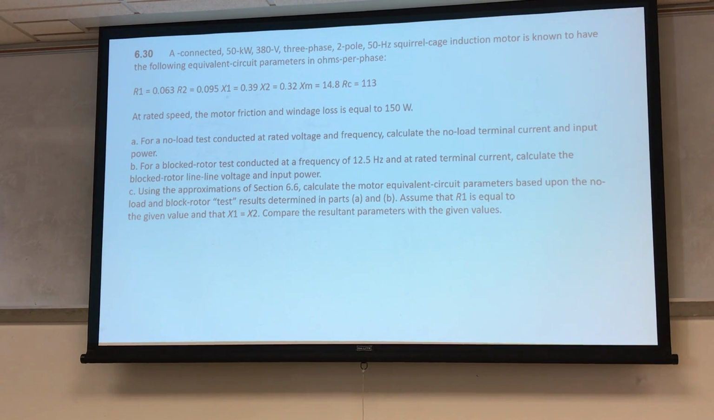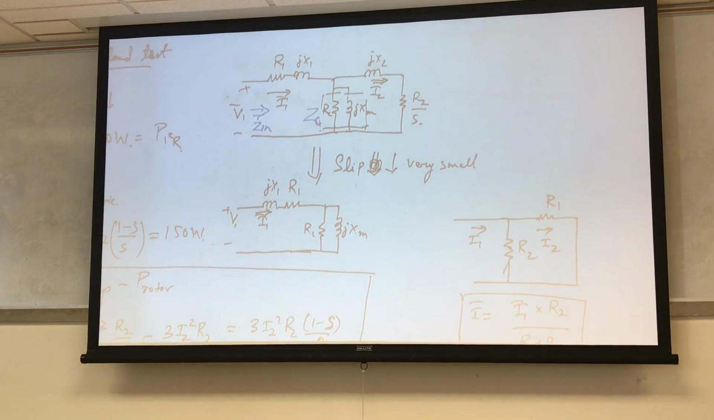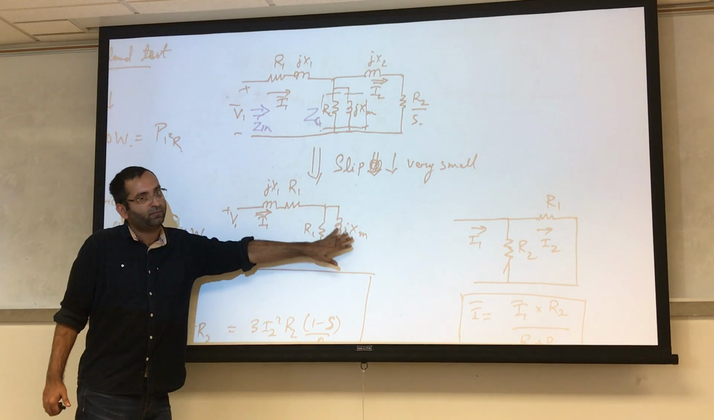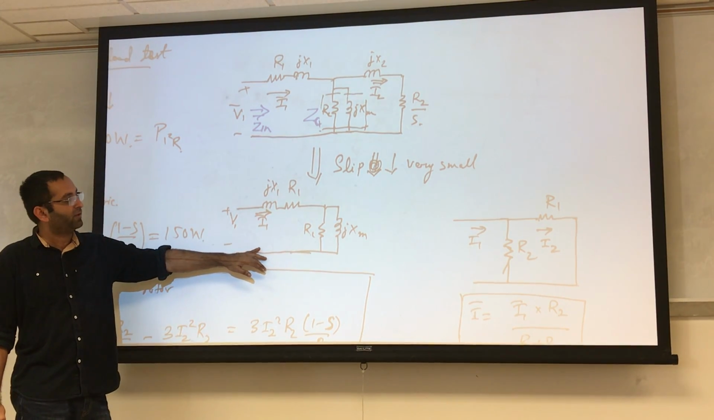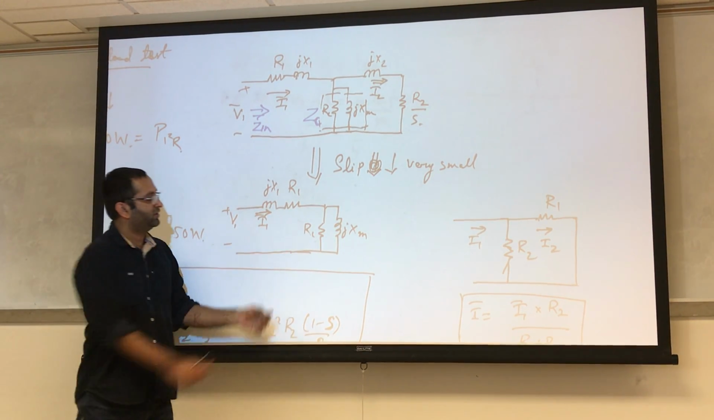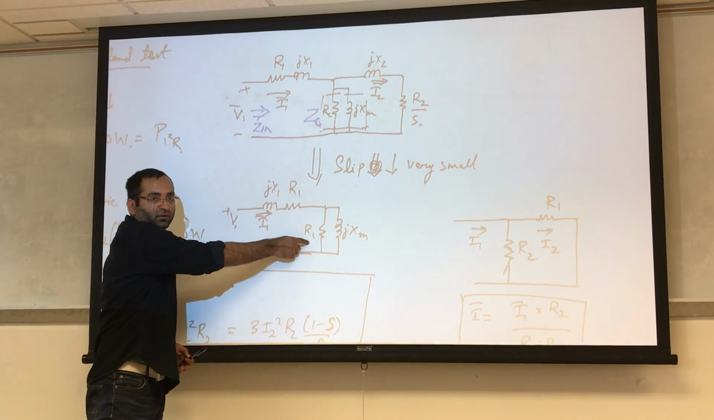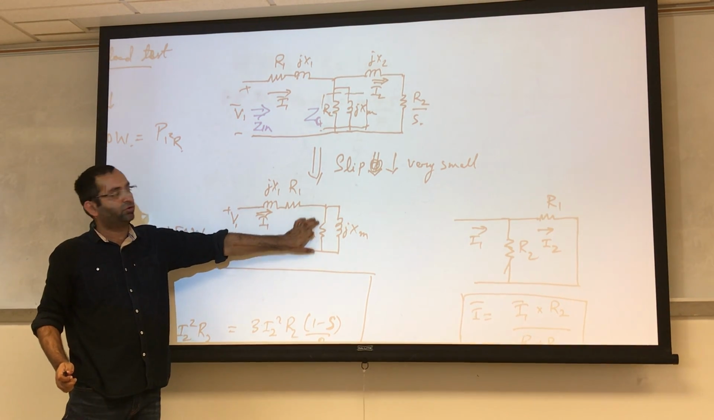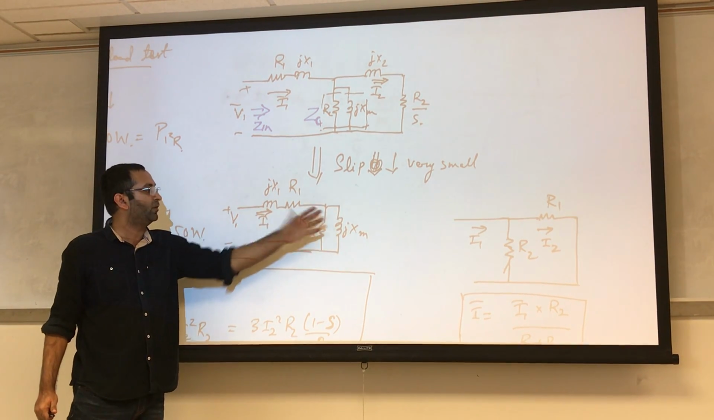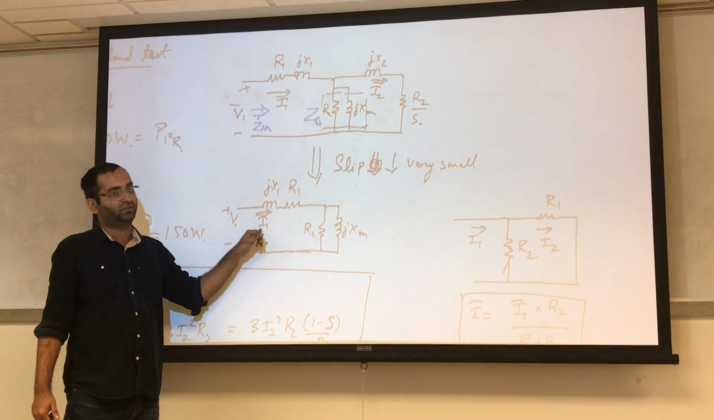In the last question, if I ask you to find from no load test, what are the parameters you can find? From no load test, you can easily find RC, because you don't have this side, right? So all the current from I1 is going through this. So if you find the P core, the core power of the machine at no load test, then you can easily find RC.